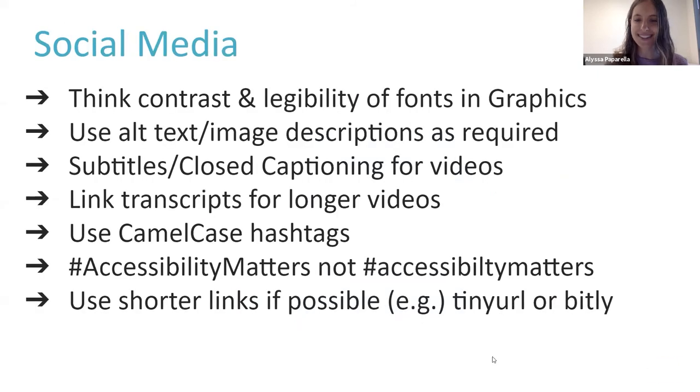There are the little highlights. For social media, here are some key takeaways on what to think about when using social media as a platform for your science communication. You want to think about contrast and legibility of fonts in your graphics and make sure that people are able to see them. You want to make sure you use alt text or image descriptions as required. We just went over how to do that, so you should know, at least for Twitter now. You also want to have subtitles and closed captioning for videos.